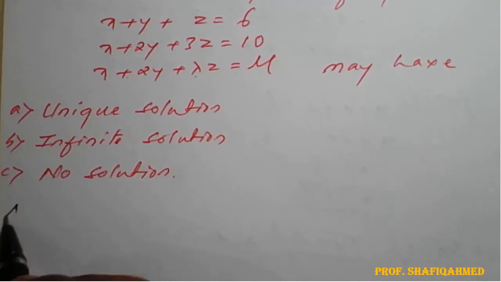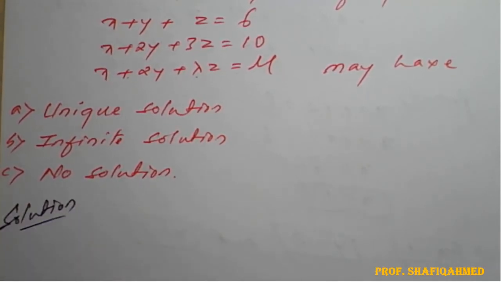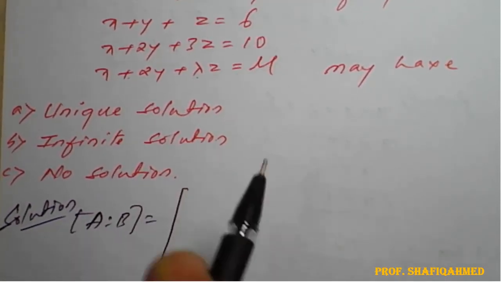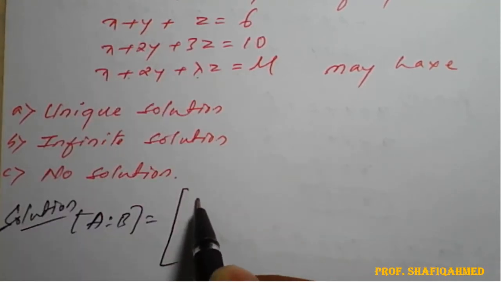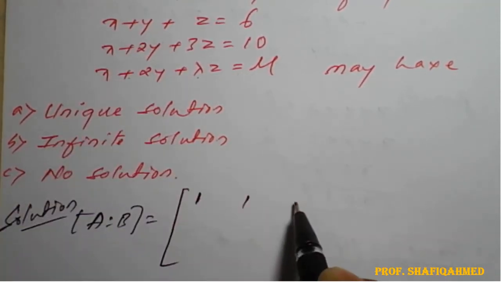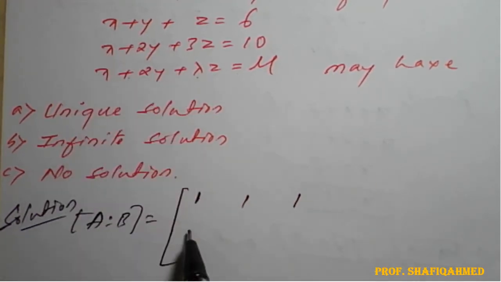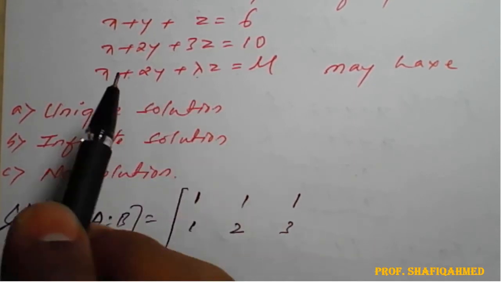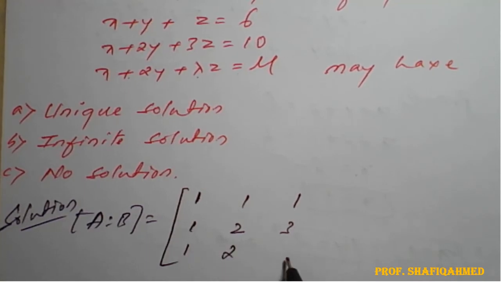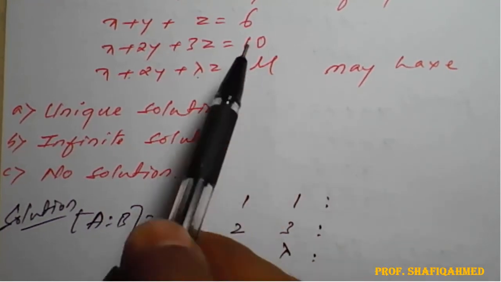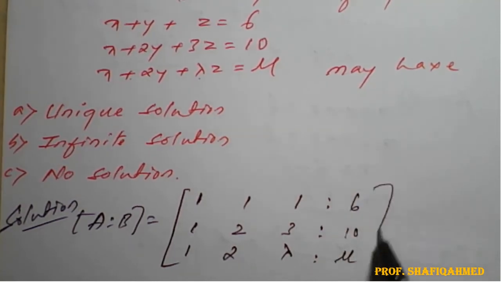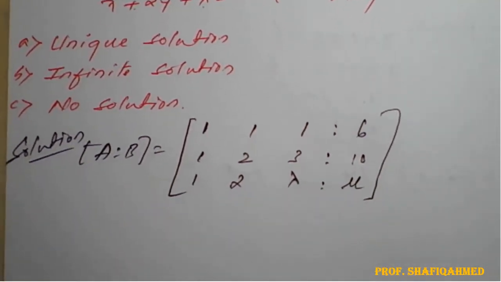So the solution is: I will write the augmented matrix directly. Observe how to write it. The coefficients of x, y, z form the rows. First row is 1 1 1, second row is 1 2 3, third row is 1 2 lambda, because the coefficient of z is lambda. The matrix B is 6, 10 and mu.